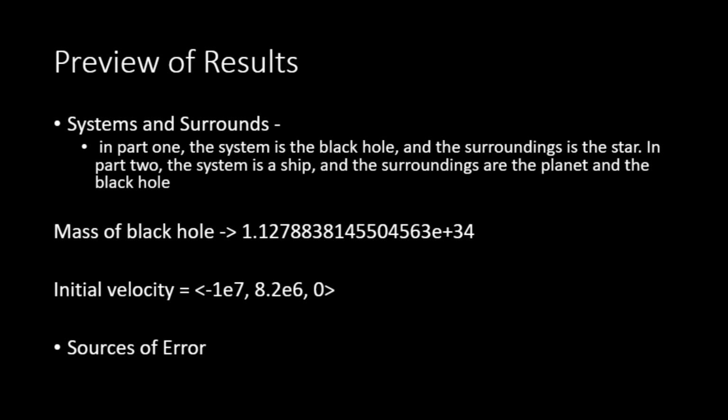Some sources of error in part 1: I could have used a longer time interval to get a better measure of the average mass of the black hole to be more accurate. In part 2, if I were given the initial velocity of the ship, then I would have a cleaner, more accurate model of how the ship escaped orbit.